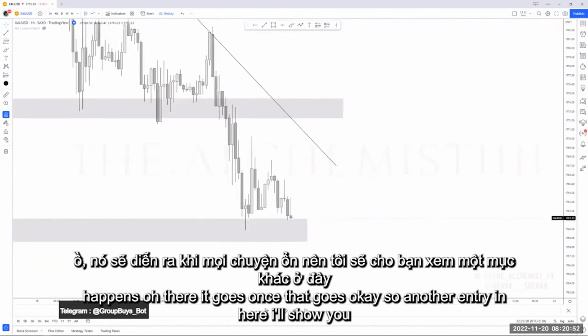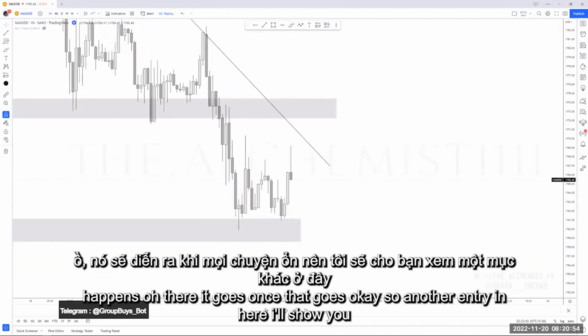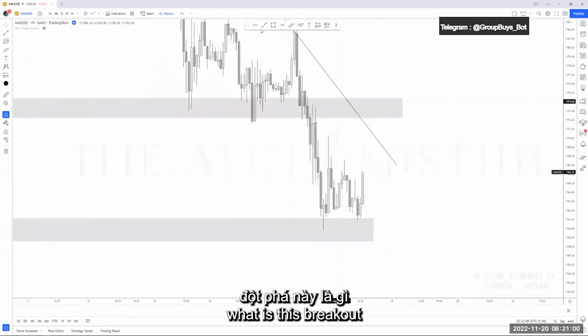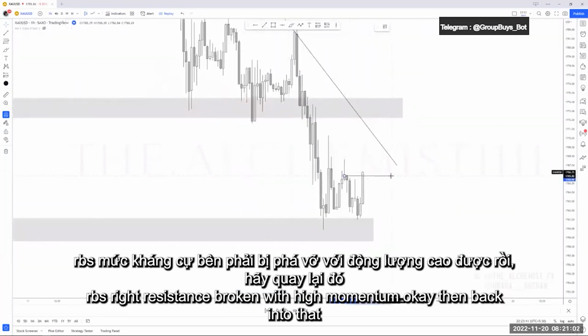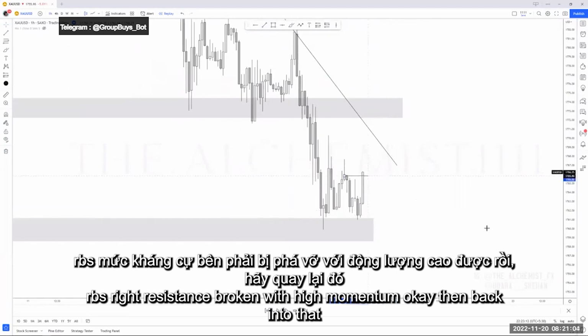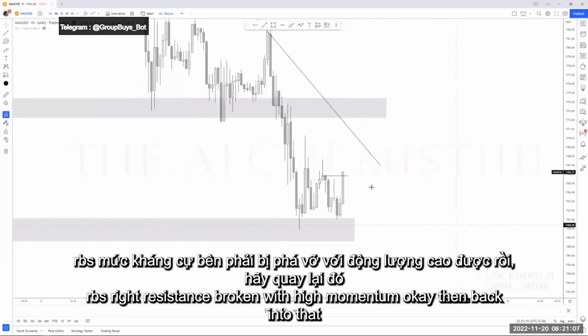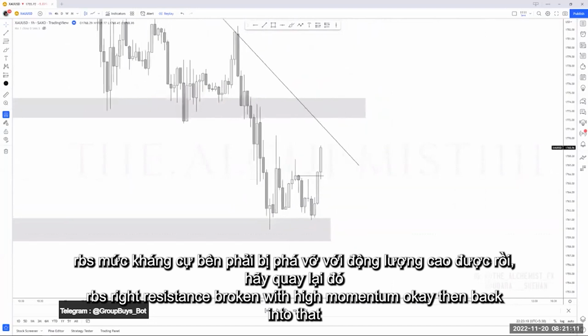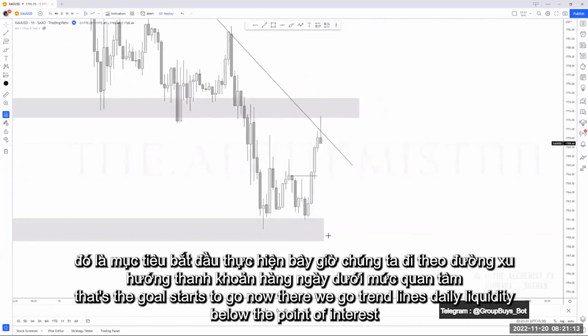And what happens? Oh, there it goes. Nice. There it goes. Okay, so another entry in here, I'll show you. What is this? Breakout. RBS, right? Resistance broken with high momentum. Okay, then back into that. Starts to go. Now there we go.